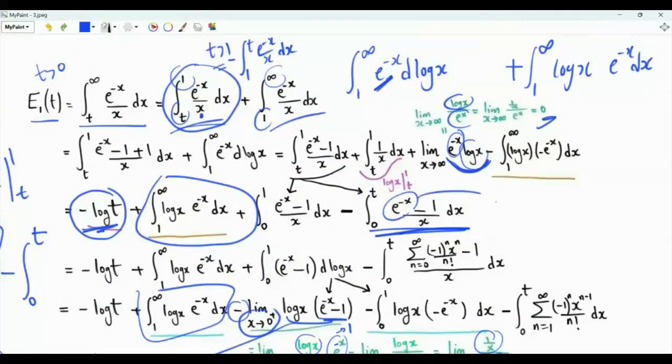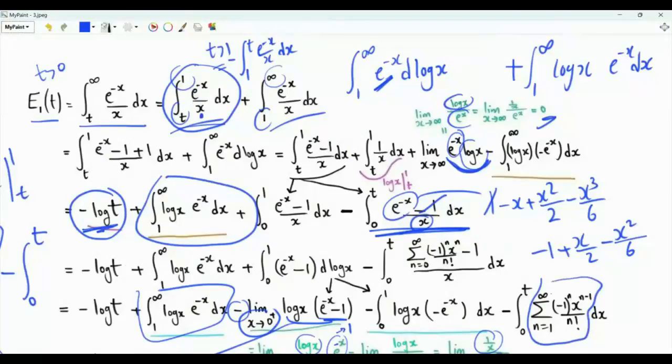The Taylor series expansion of e to the minus x is 1 minus x plus x squared over 2 factorial minus x cubed over 3 factorial and so on. 1 goes away with this minus 1. Then we divide by x to obtain the series minus 1 plus x over 2 factorial minus x squared over 3 factorial and so on. The integrand can be written as the summation for n from 1 to infinity of minus 1 to the power n, x to the n minus 1 over the factorial of n. We can integrate this power series term by term.